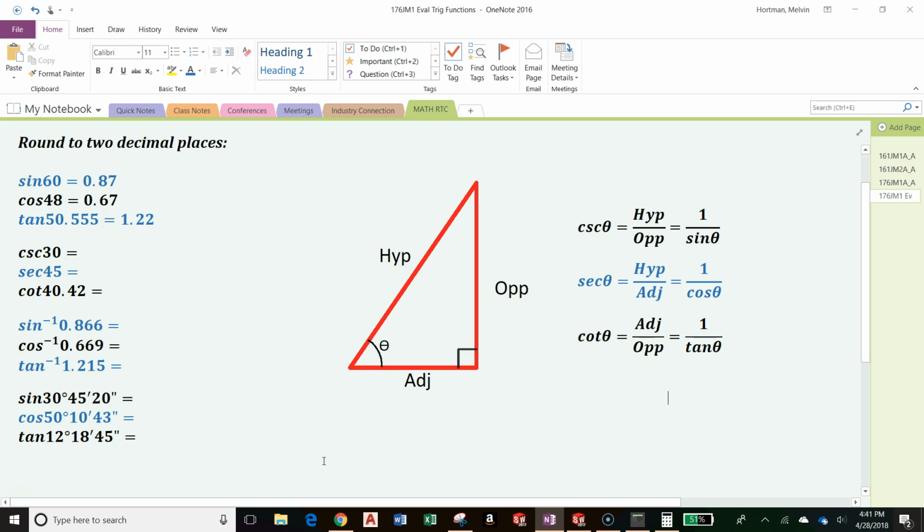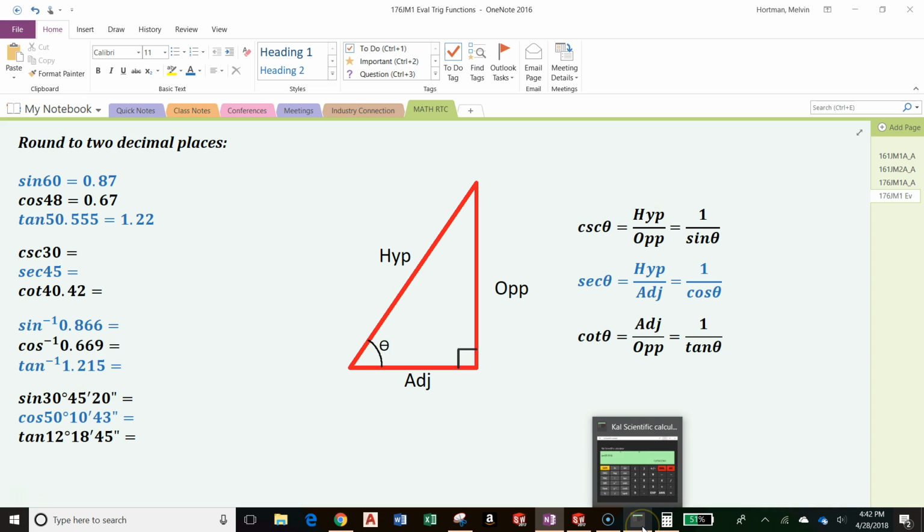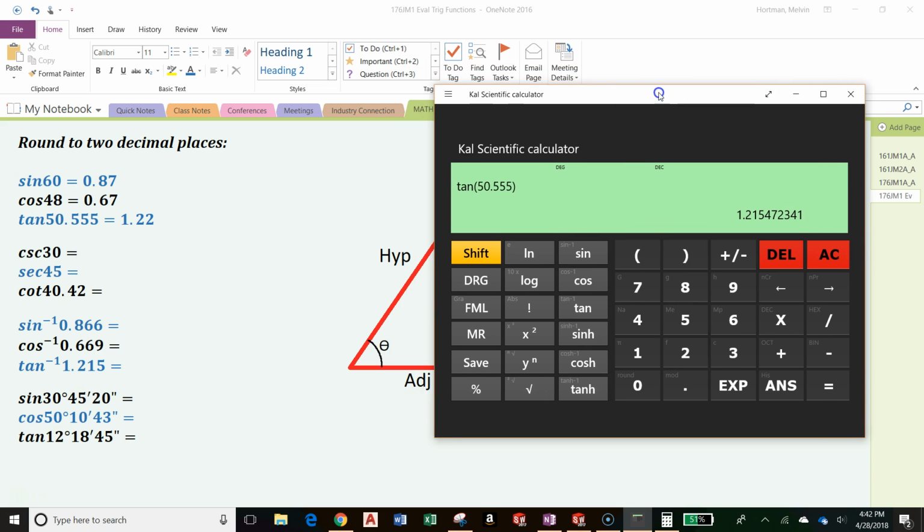Now let's look at how we would evaluate the reciprocal functions, which are cosecant, secant, and cotangent of an angle. Now, these are just the reciprocals of sine, cosine, and tangent. And this becomes very important because on most scientific calculators, there actually is not a button for these reciprocal functions. There's no button for cosecant, there's no button for secant, and there's no button for cotangent.